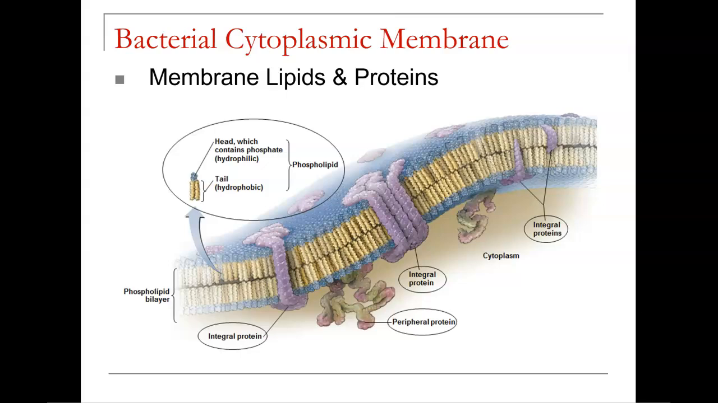About 40% of this model is going to be membrane lipids. So they exist as the phospholipid bilayer. You see the little blue phosphate heads and the yellow lipid tails. So that's what it's talking about, 40% of it.